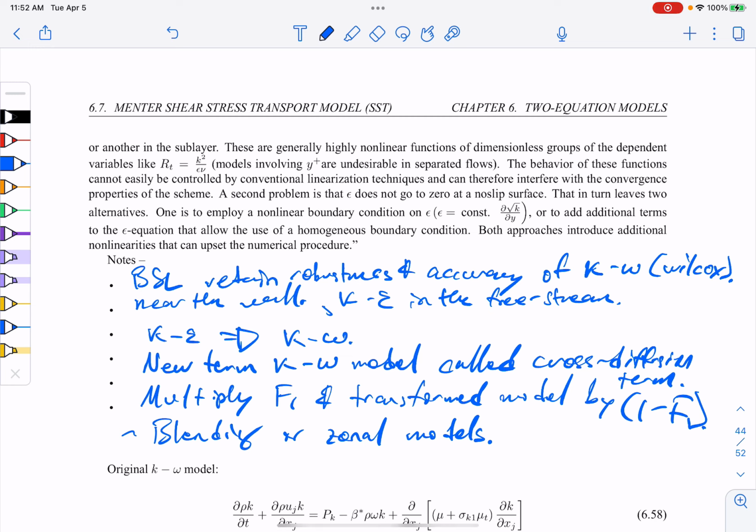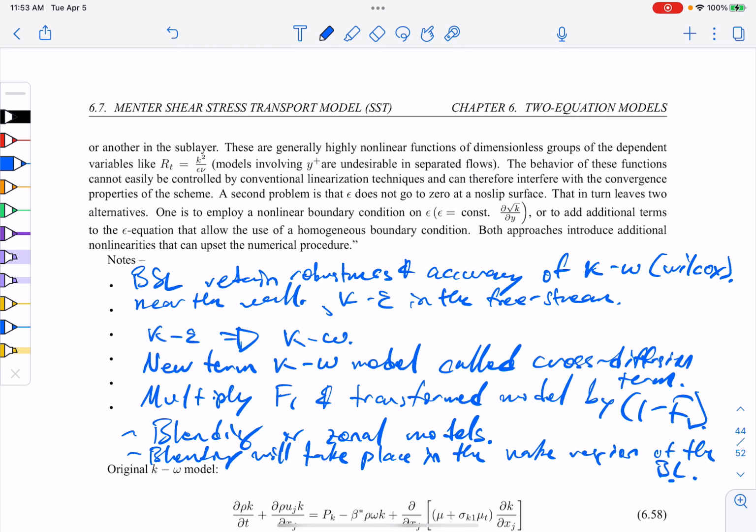And the blending will take place in the wake region of the boundary layer in the original formulation. So, okay, let's look at some of the major model equations.